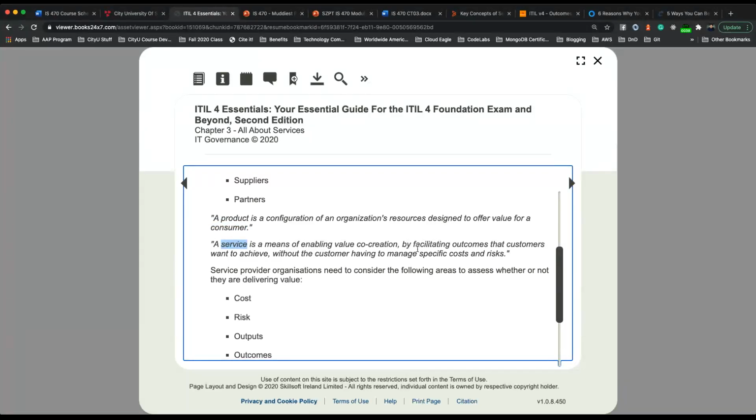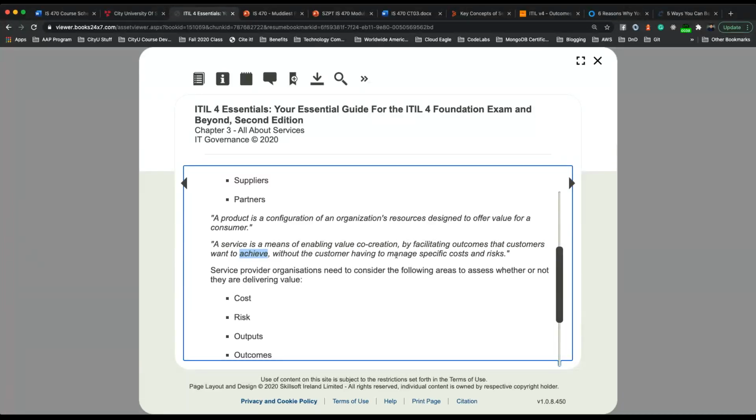Service means enabling value co-creation. You would always see this co-creation, right? Facilitating outcomes that customers want to achieve. So service is helping customers, right, for their end goal. It could be that they could do this on their own, or maybe they cannot do this on their own efficiently, right?